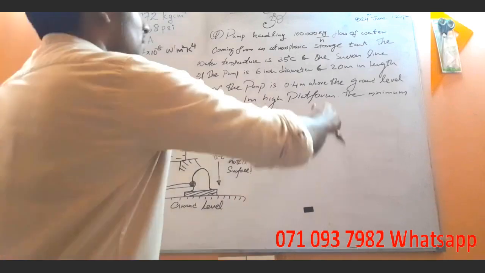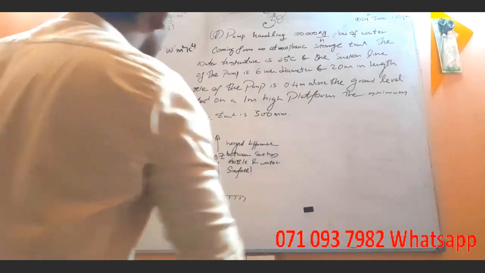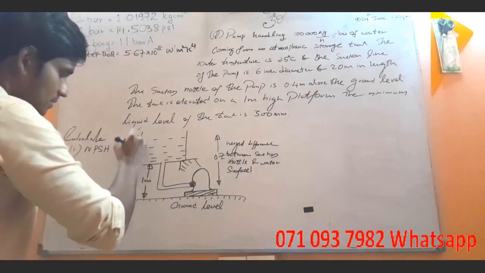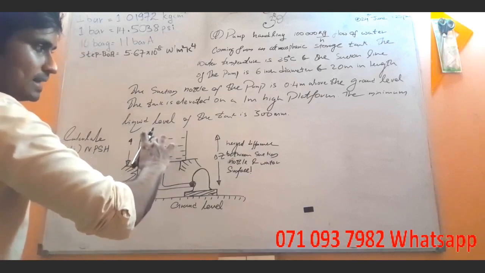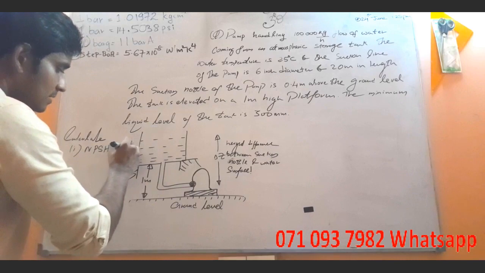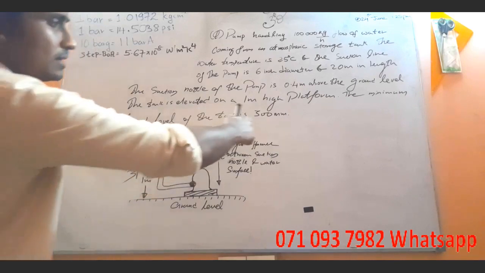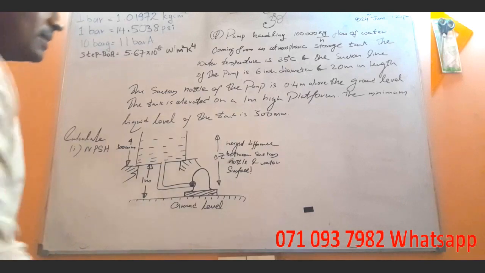The minimum liquid level of the tank is 300 millimeters. That means the liquid level of the tank, from here to here, is 300 millimeters. Okay, fine. So now we have to calculate the net positive suction head available.